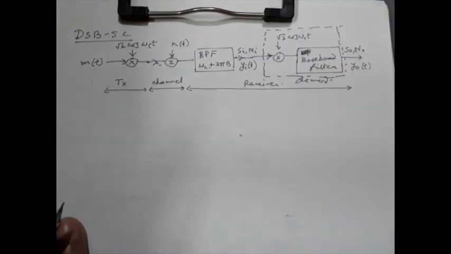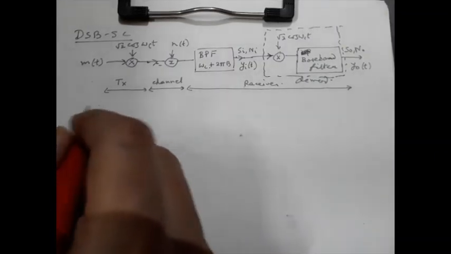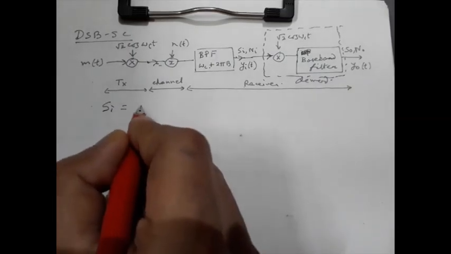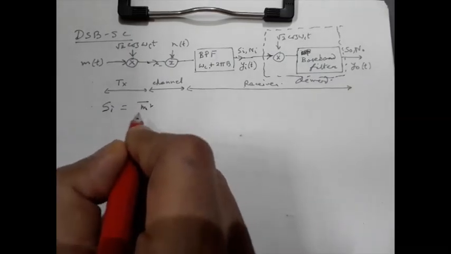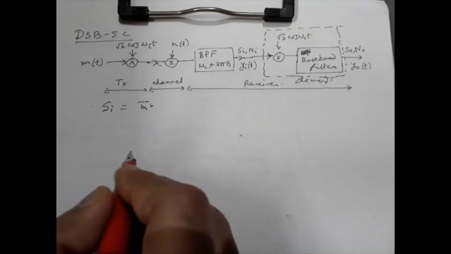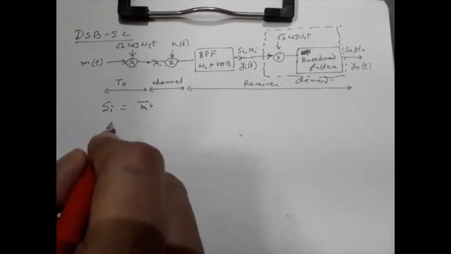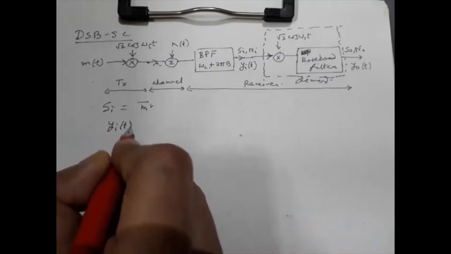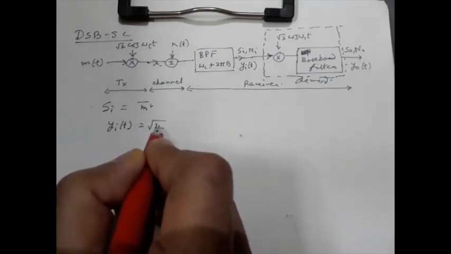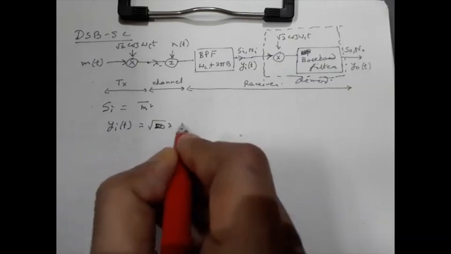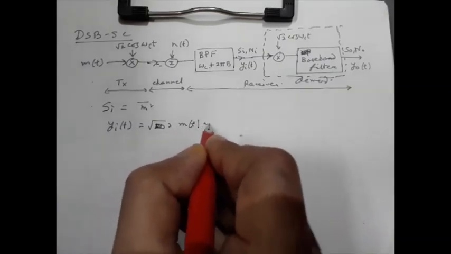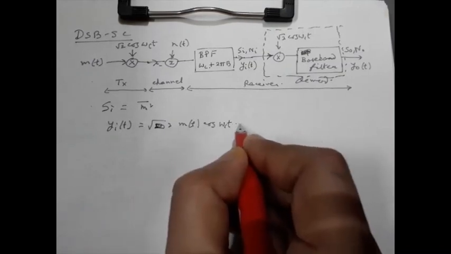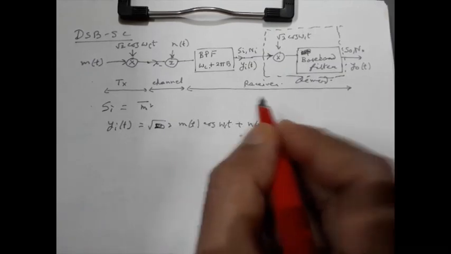Now in this case, SI can be written as m square t bar. This is the input signal. Next, YIT can be written as √2 mt cos omega ct, that is the DSB-SC, plus NT. NT is added here.